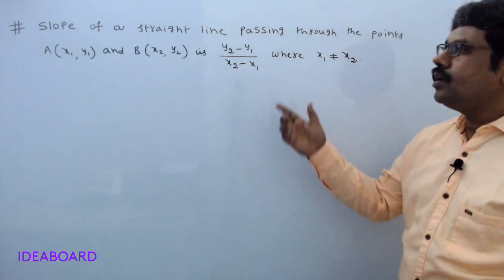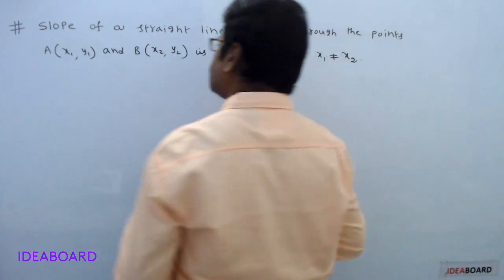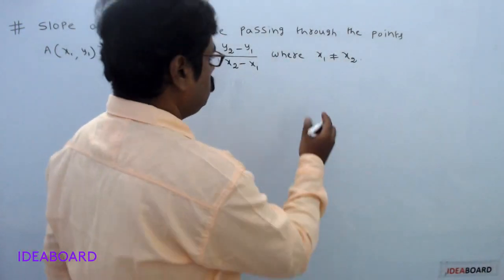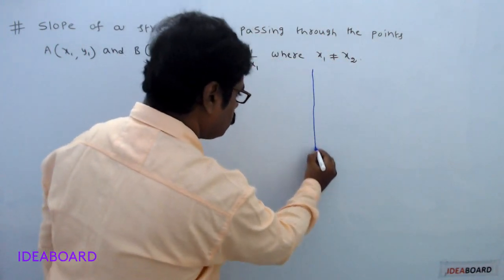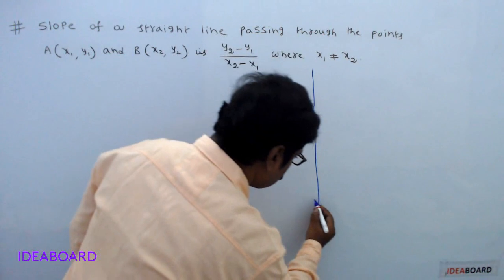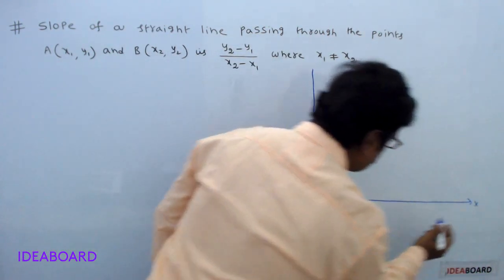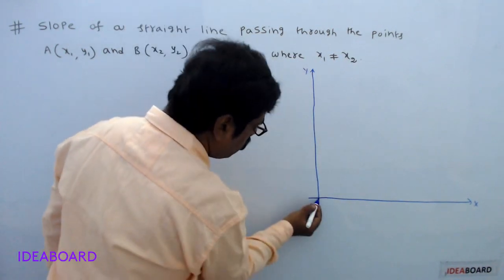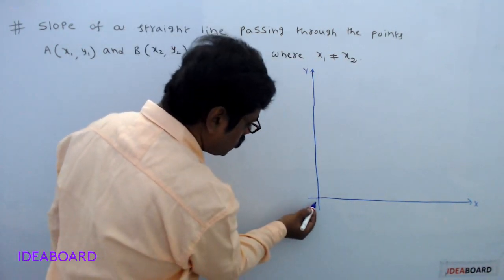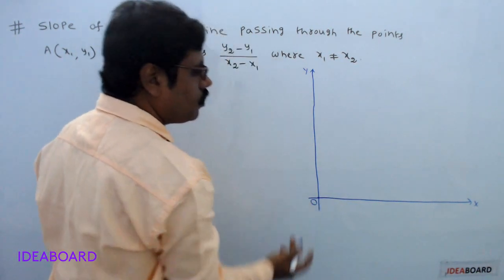Now come to the proof of this formula. First draw the coordinate axes. This is the x-axis, this is the y-axis. The point of intersection of the x-axis and y-axis is the origin. Origin is denoted with the letter O.